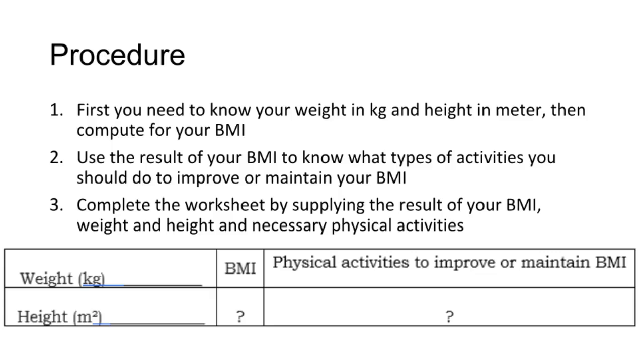First, you need to know your weight in kilogram and height in meter, then compute for your body mass index. Use the result of your BMI to know what types of activities you should do to improve or maintain your body mass index. Complete the worksheet by supplying the result of your BMI, weight and height and necessary physical activities.